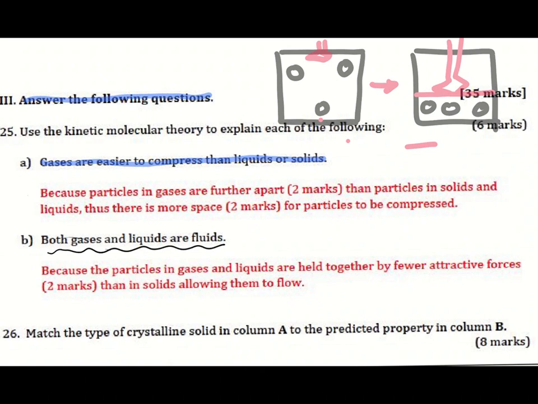Why can gases and liquids flow? Because the particles in gases and liquids are held together by few or weak attraction forces. This means it is easy for them to slide past each other or to flow through each other. But in the case of solids, particles are very tightly packed, with very high attraction forces between the particles, preventing them from flowing.